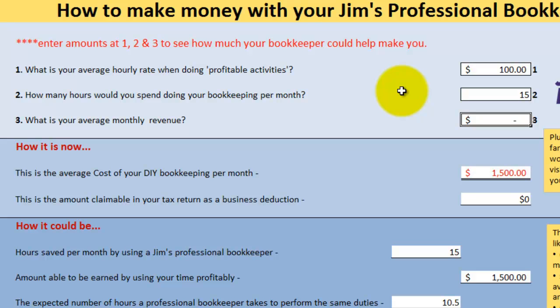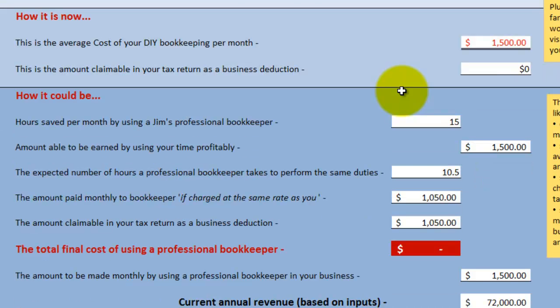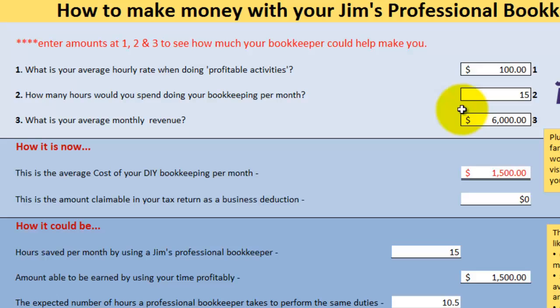Now, this next box is for your average monthly revenue, and for my plumber, that's about $6,000 a month at the moment. But again, this needs to be your own figures, so just pop those into box number 3.